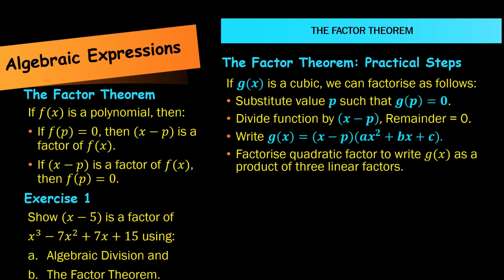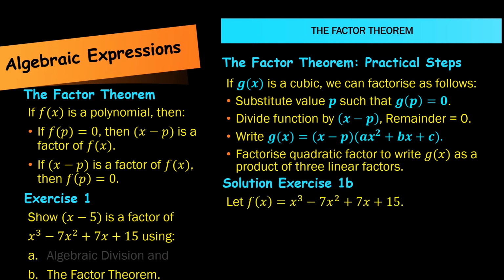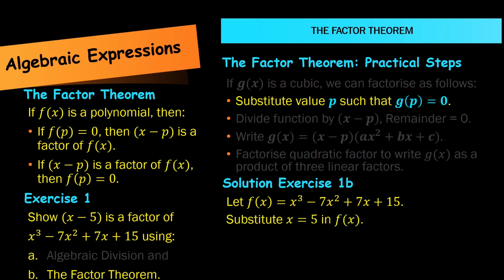Let's have a quick recall of the factor theorem. Pause the video and read the steps on the screen, which we saw earlier. So let's solve this. Let f of x equal x cubed minus 7x squared plus 7x plus 15. We're going to substitute x equals 5 in f of x.